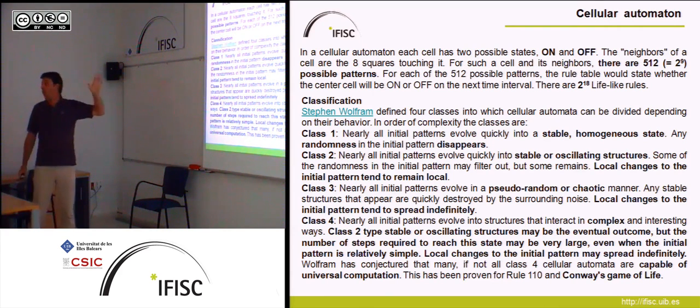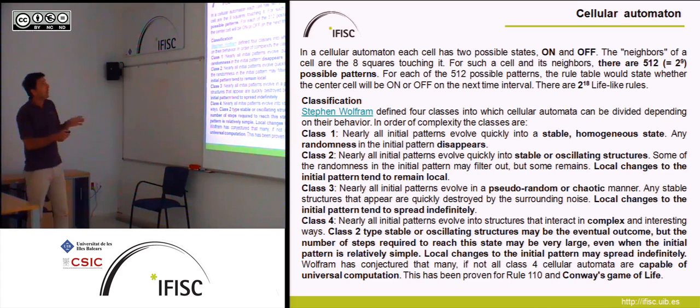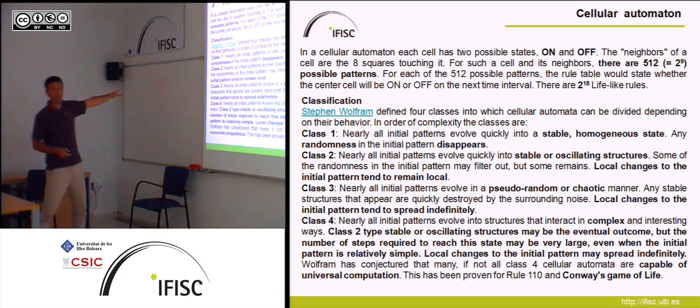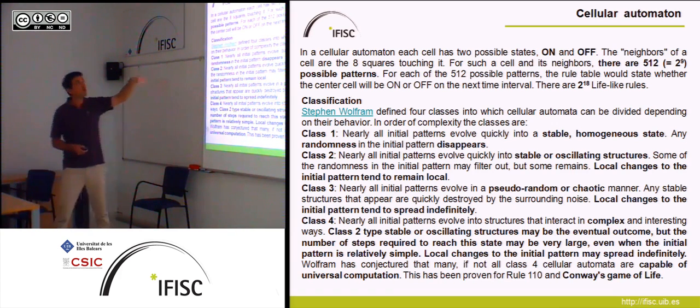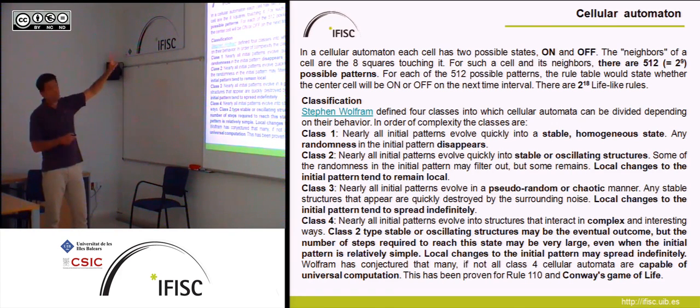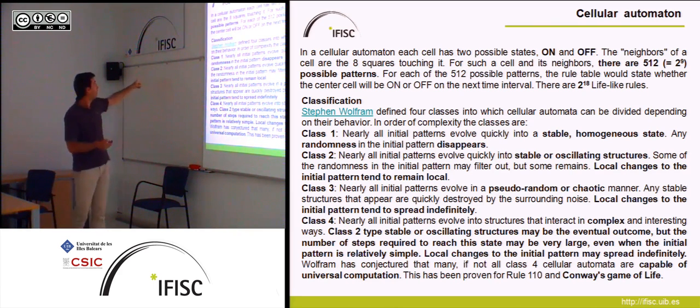But this is one of many cellular automata. Essentially, what is a cellular automaton? It's a game on a board. You have squares, each cell can be on or off, and in two dimensions you have 8 neighbors.